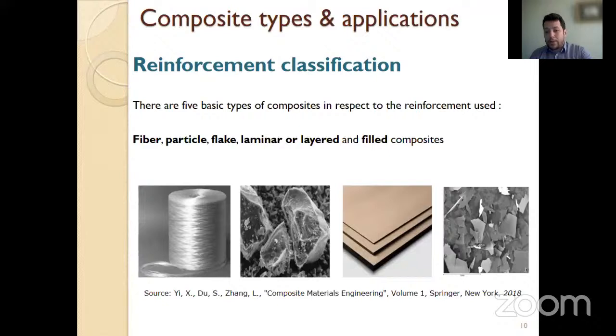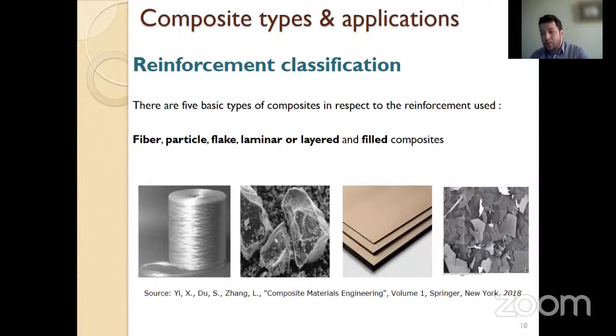We're talking about the two important parts of the composites, which are the fillers and the matrix. Fillers is the reinforcement. So for the reinforcement classification, there are five basic types of composites in respect to the reinforcements we use. So we have fibers, particles, flake, laminar, and layered and filled composites.